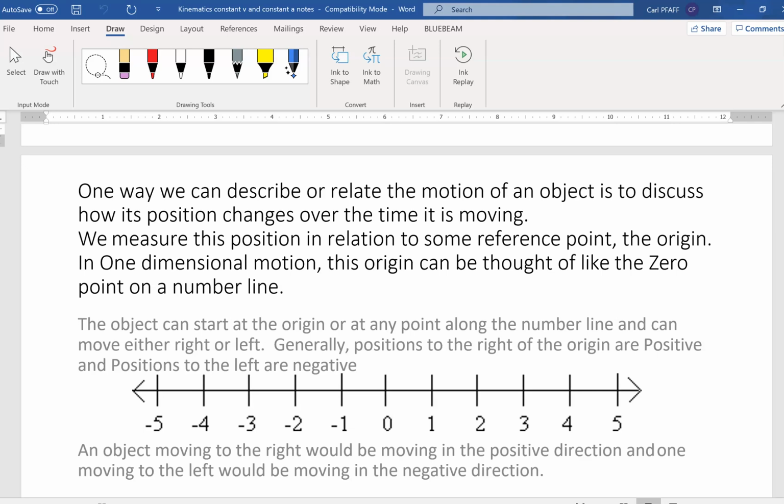We measure position in relation to some reference point we call the origin. An object can start at the origin or any point along the number line, and move either left or right. Generally, things over to the right are going to be positive, and things to the left are going to be negative.